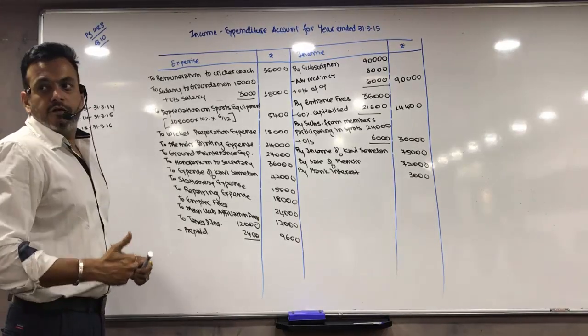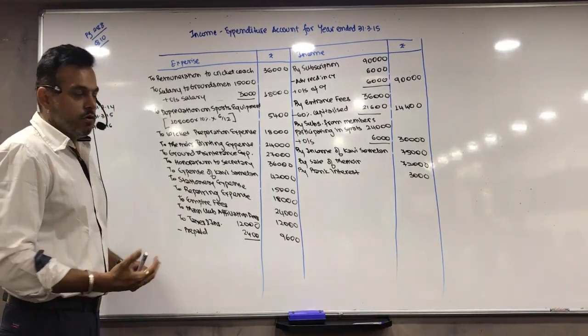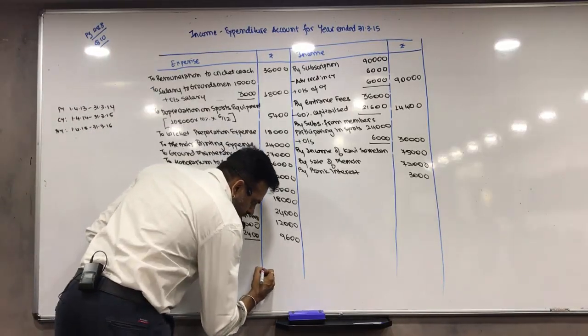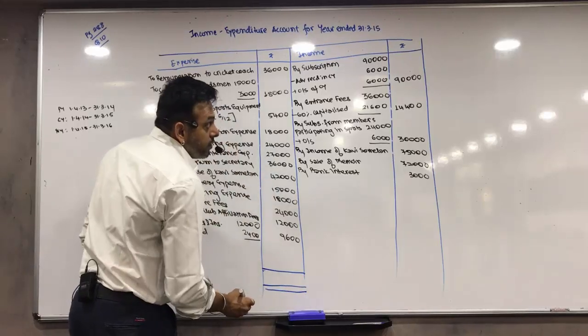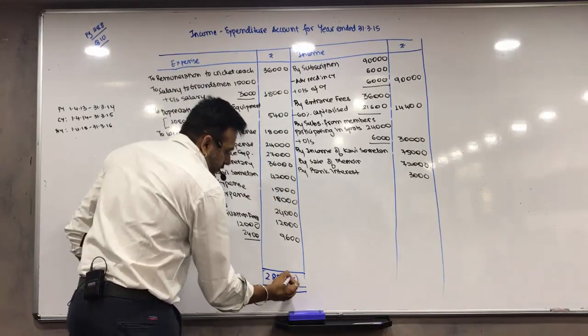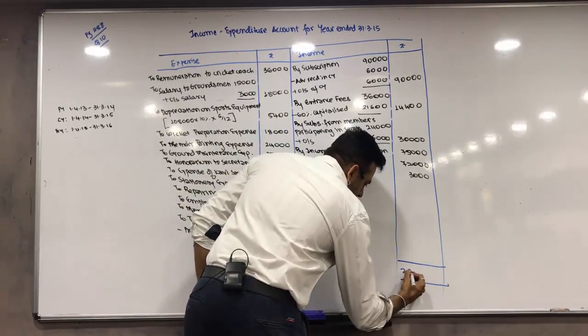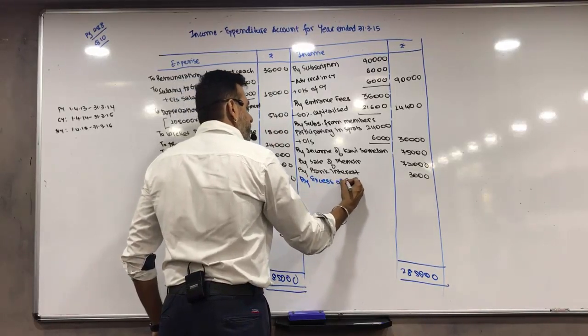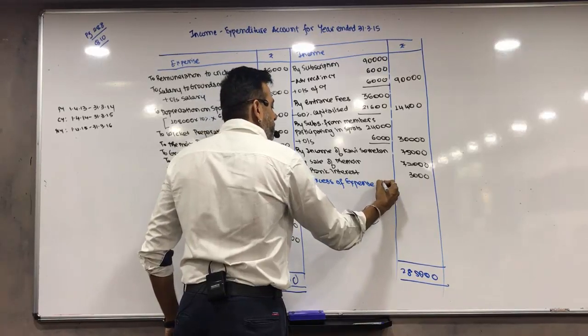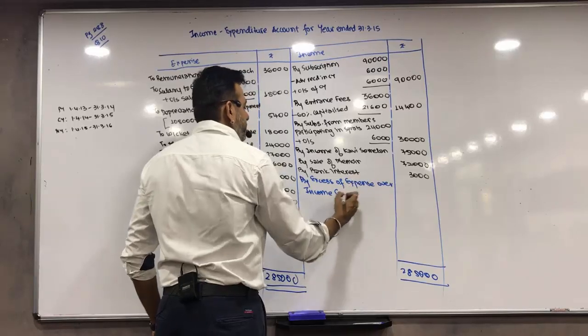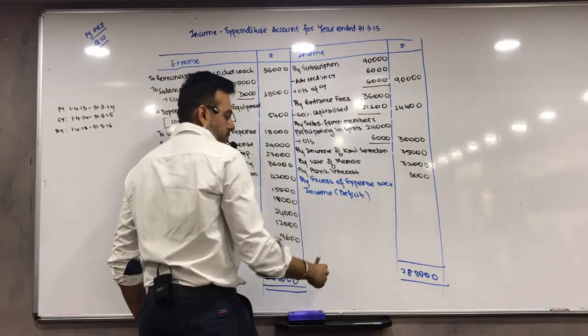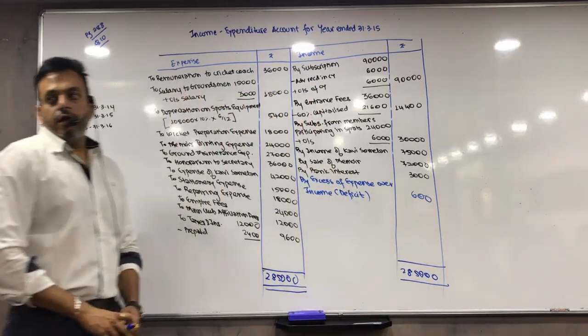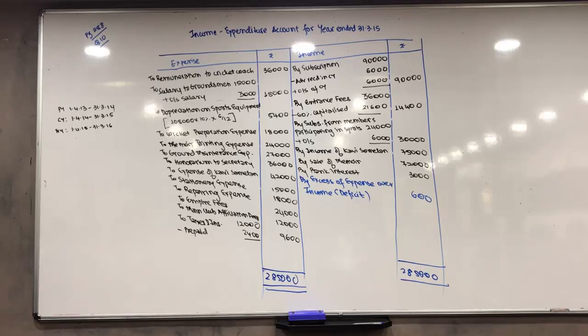So always do it in rough. It is not necessary that income will be more, that it will be a surplus. It can be a loss also. 2,85,000 and 2,85,000, by excess of expense over income, deficit 600. It means all the tournament related expenses and income are to be ignored in the income expenditure account. Did everybody understand?